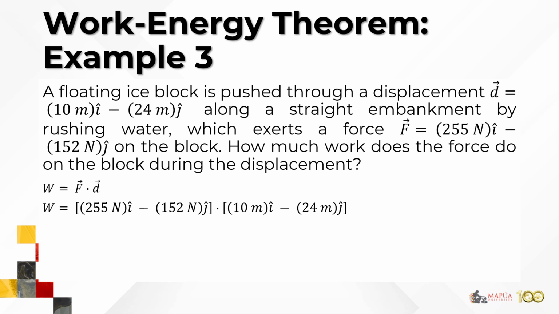So let's try. Work is equal to 255 newtons i hat minus, sorry, 152 newtons j hat, times the second binomial, 10 meters i hat minus 24 meters j hat. So let's try to solve. The answer should be 6198 joules.